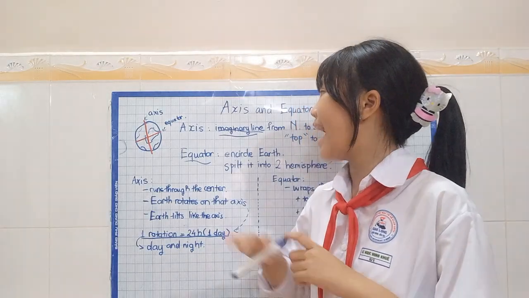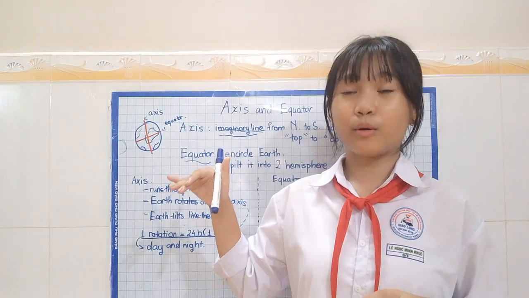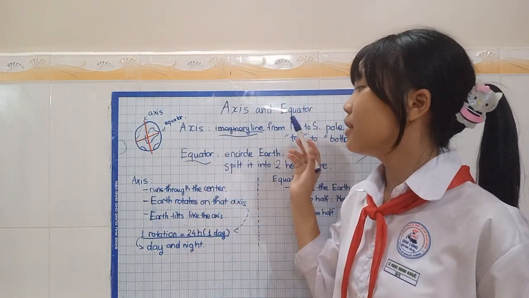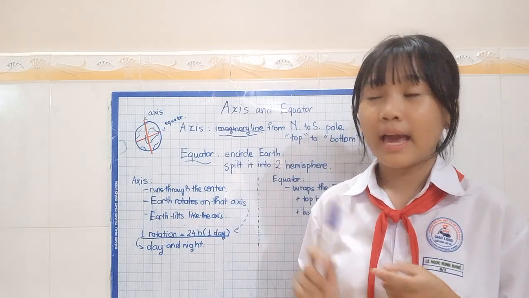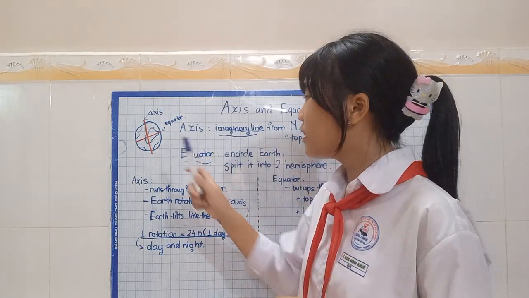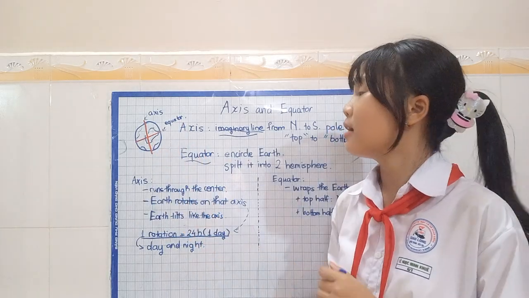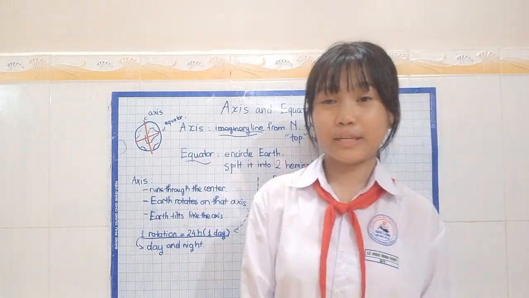If you ask me why these are really important for your learning, it's because if you base on the axis and the equator, you could have longitude and latitude, which are two important things that stake out different parts of the Earth. So that is the reason why I really want to tell you about it.